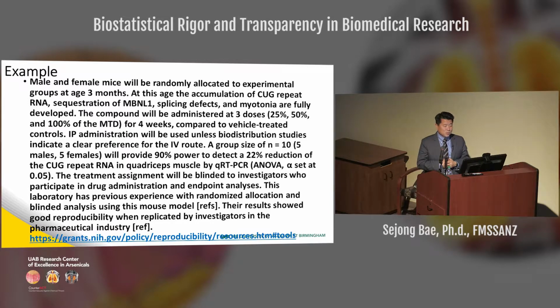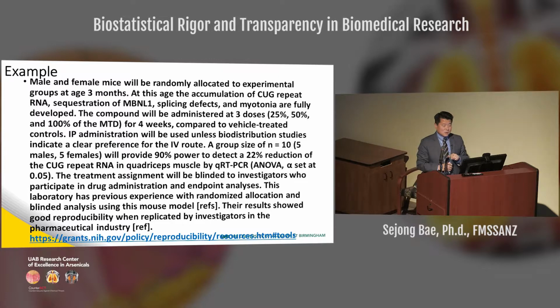And the compounds will be administered at 3 doses, 25%, 50%, 100% of the MTD for 4 weeks, compared to the vehicle-treated control group. So 4 groups of information and specific doses are spelled out. And IP administration will be used unless biodistribution of the study indicates a clear preference for the IV route. So the method of the injection, or method of delivery of the medication, is clearly specified.